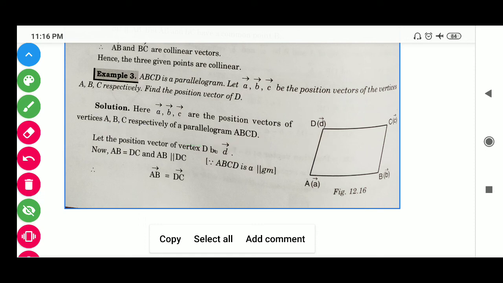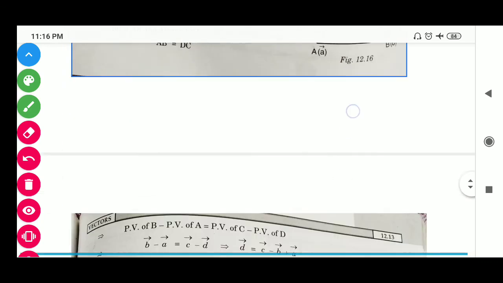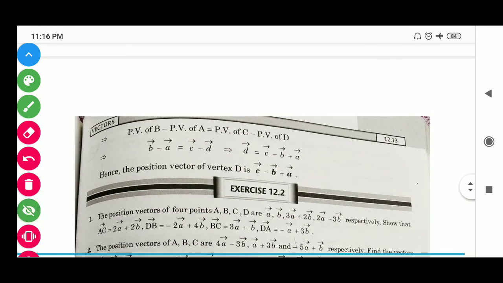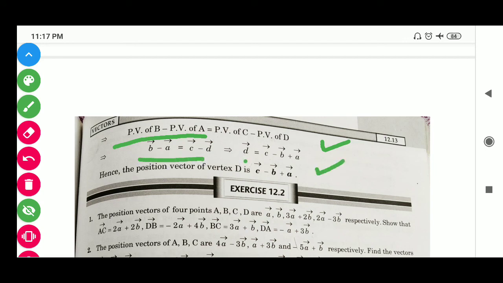Let the position vector of vertex D be D vector. Now, it is given that this is a parallelogram. So, opposite sides must be parallel. So, we can write AB is equal to DC. Also, AB is parallel to DC. So, we can write AB vector is equal to DC vector. So, here position vector of B minus position vector of A is equal to position vector of C minus position vector of D. By putting these values, we get D vector is equal to C minus B plus A vector. So, this is the D vertex.